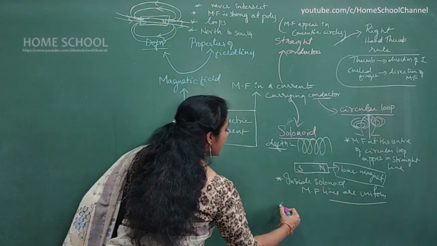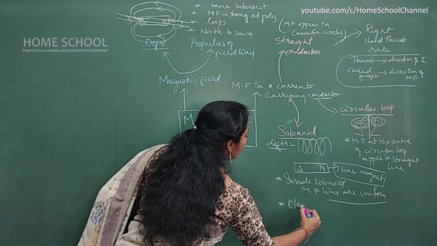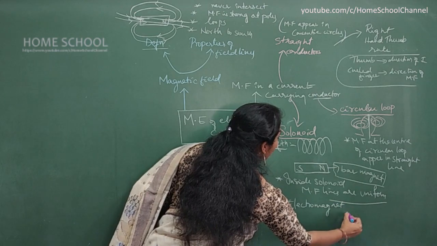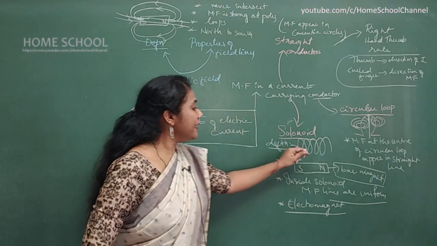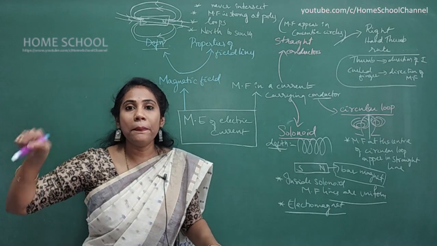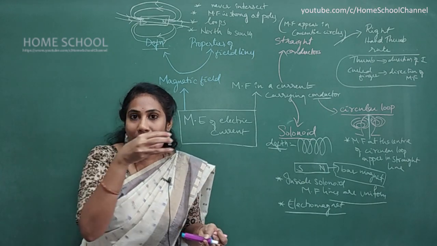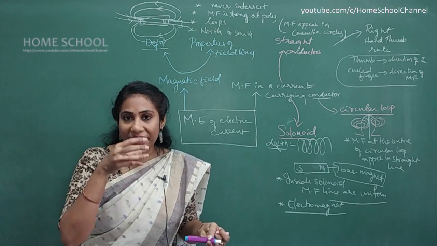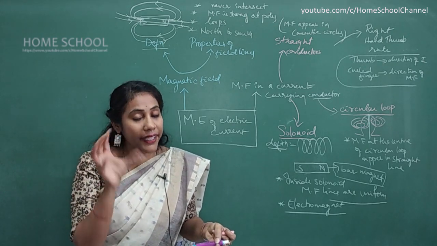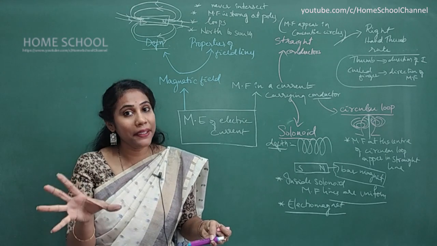And coming to the last point, you must know what you mean by an electromagnet. Definition of electromagnet: in a solenoid, in a coiled iron wire or copper wire, if you keep an iron rod, a soft iron rod, then that particular thing will become a permanent magnet.